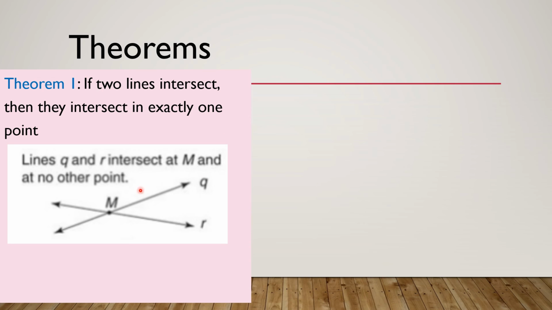Like, we have here the illustration, no? Lines Q and R intersect at M. Ito si line Q at ito naman si line R, intersect at M, and no other point. So this is the point, no, of intersection nila.